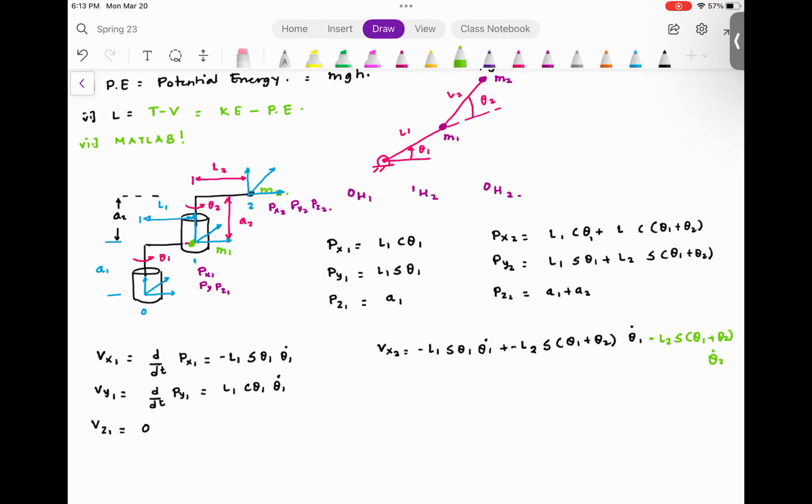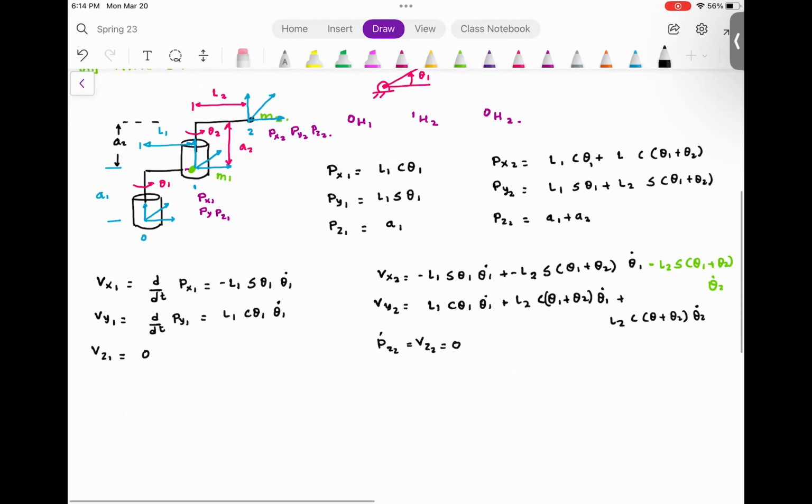And you have Vy2, which is L1 cosine theta 1 dot plus L2 cosine theta 1 plus theta 2 times theta 1 dot plus L2 cosine theta 1 plus theta 2 times theta 2 dot. And Vz2 is equal to 0.